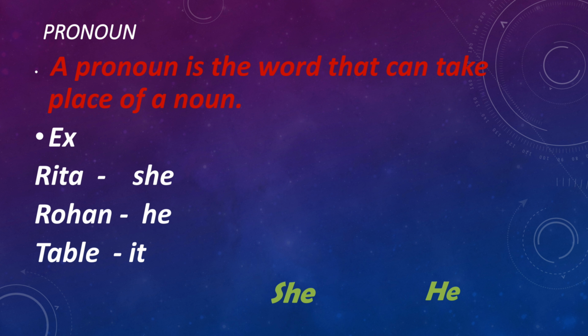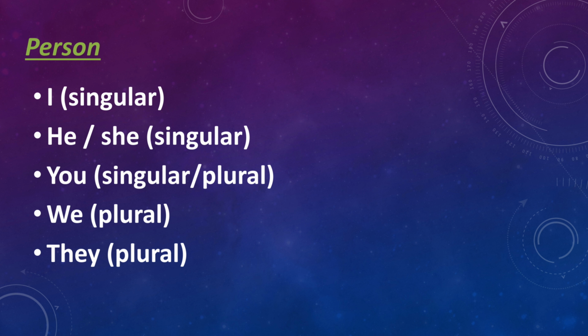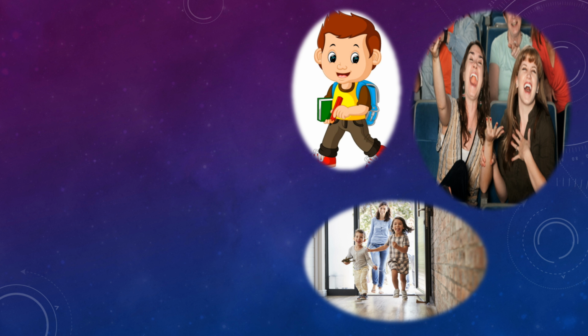This is a girl and for this girl we can use the pronoun she. This is a boy and for this boy we can use the pronoun he. For a person, we can use the pronoun I if the sentence is singular, he or she if it is singular, you for both singular and plural, we for plural, and they for plural pronoun or plural noun.